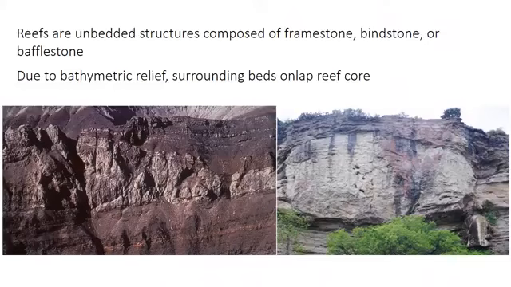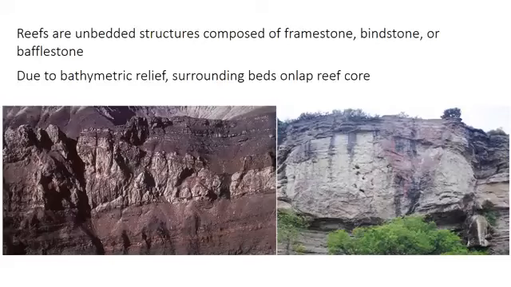Reefs have a unique stratigraphic expression. They show up as these large, unbedded blobs of carbonate in otherwise layered or bedded strata. They're unbedded because of their construction from an irregular organism framework. The organisms are building on top of one another. They don't actually form layers like you would get in a normal sediment.